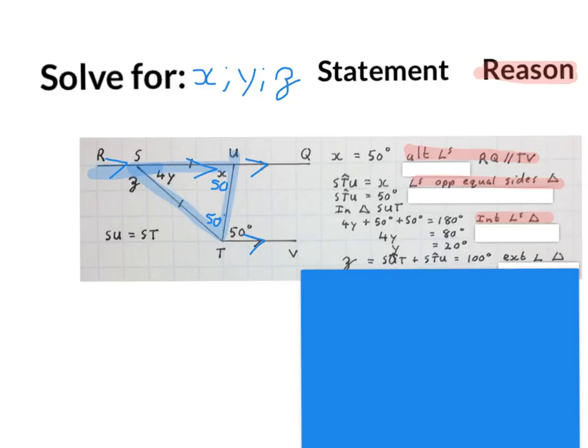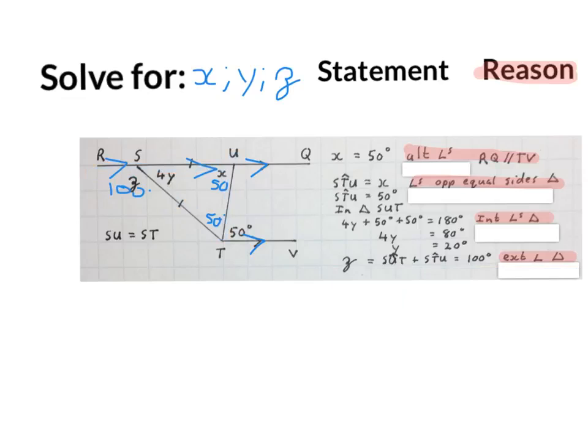One way to do it is to write z equals the angle SUT plus the angle STU, and that will equal 100 degrees together, exterior angles of a triangle. If you look at the blue triangle now, the exterior angle here is equal to the sum of the opposite interior angles. Those two are 50 each, so z will be 50 plus 50, which is 100 degrees. Exterior angles of a triangle. Please stop the video and get your brain around this problem.